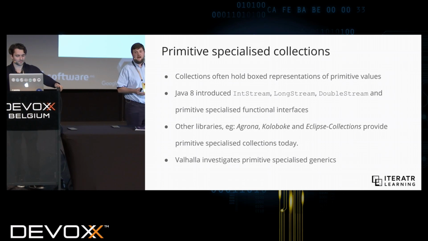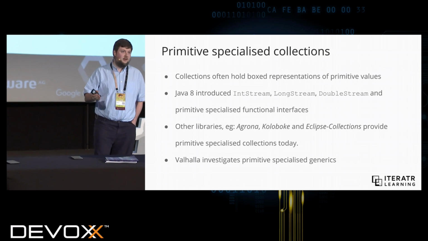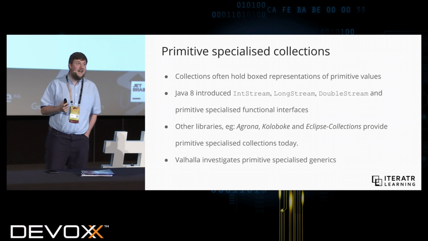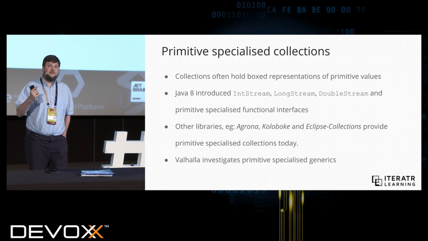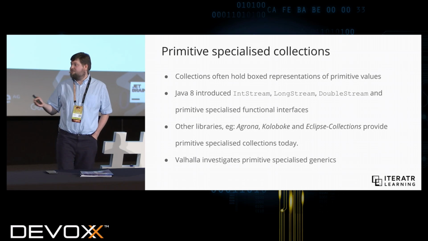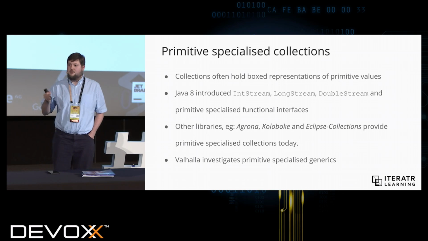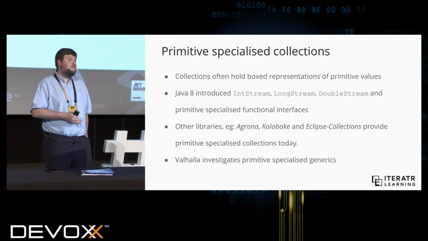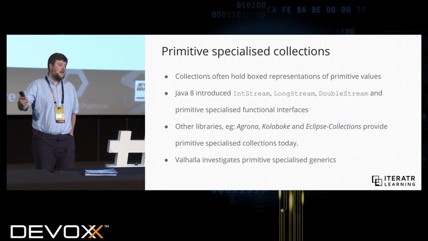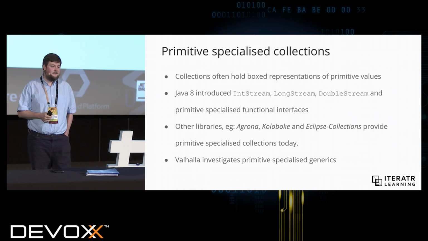Now, the first thing we're talking about, as you mentioned earlier with the primitive int arrays, is very simple. If you have primitive specialized collections, they use up a lot less memory, and they are much, much faster for both adding and removing things. So Java 8 has primitive specialized streams in the form of IntStream, LongStream, DoubleStream, and primitive specialized functional interfaces. And there's a bunch of third-party libraries out there. We mentioned Eclipse Collections earlier, Koloboke, and also the Agrona library that offer primitive specialized collections.